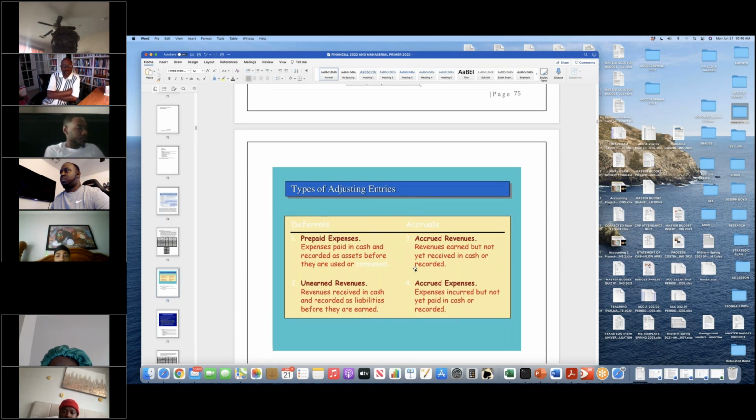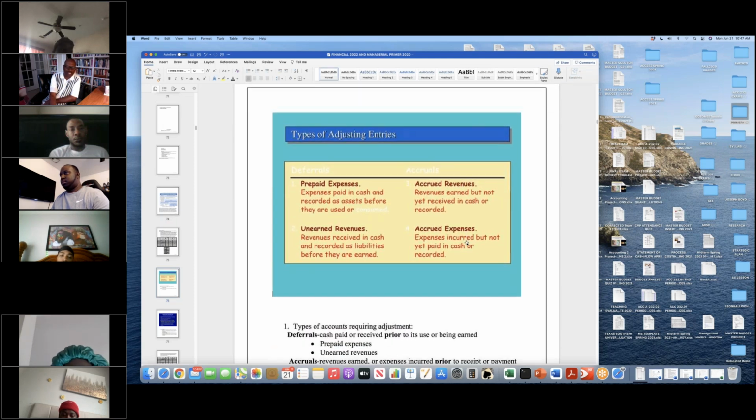Okay, we have 4 types of adjusting entries. We have unearned revenues and prepaid expenses. These are deferrals. Then we have accrued revenues and accrued expenses. These are accruals. With a deferral, a cash transaction occurs before this entry is made. With an accrual, a cash transaction occurs after the adjusting entry is made. So just remember that. Deferral, there's a cash transaction that's occurring before. Accrual, there's a cash transaction that's occurring after the entry is made.